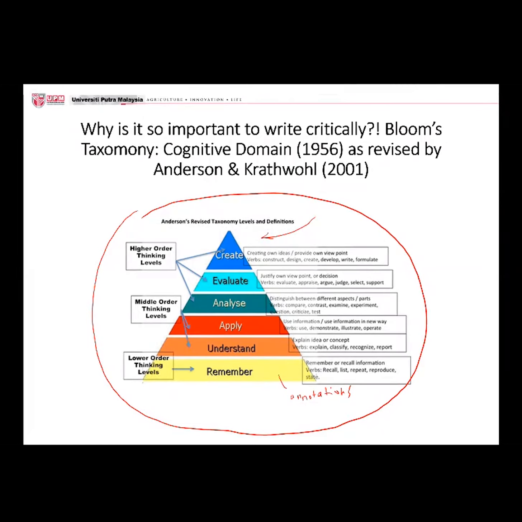And lastly, the next two, evaluate and create, is of course, that's why doing your dissertation is one of the hardest things before you get your cert, before you get your bachelor's degree, because essentially you're creating something new. Okay, and it utilizes all of this knowledge.